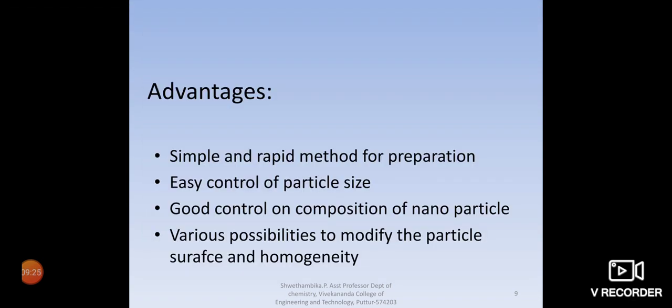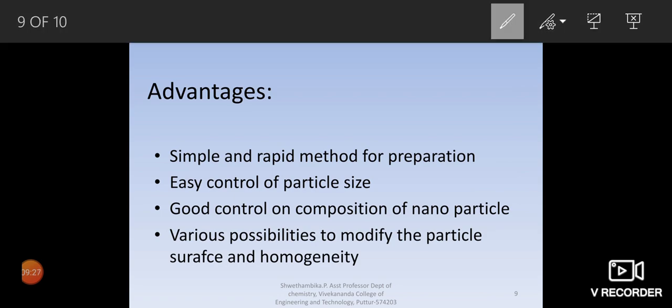Let us see some advantages of the method. As you have seen the process, it is simple and it is a rapid method because a quick chemical reaction takes place to get the precipitate. So it's a rapid method. Then we can have good control over the particle size. Also the composition of the nanoparticle could be well controlled, and then there are various possibilities to modify the particle surface and homogeneity. Homogeneity could be maintained among the particles by the precipitation method.